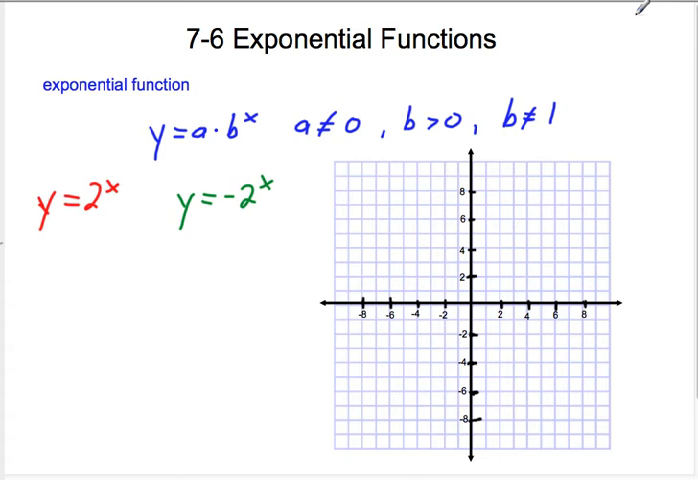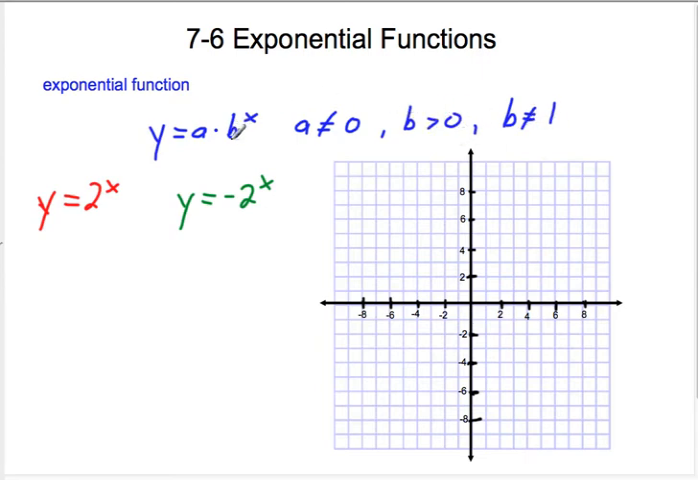Hello, in this video we're going to learn about exponential functions. Exponential functions are in the form y equals a times b to the x, where a cannot be 0, obviously, because if a were 0 then this whole thing would be 0, and we wouldn't be graphing anything. B has to be greater than 0, we can talk more about that later, and b cannot equal 1.